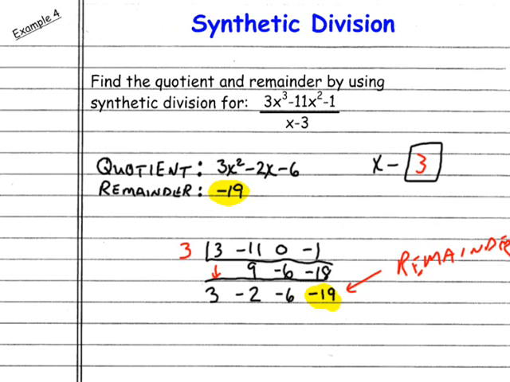Now, these other numbers in the bottom row, if you compare them to the coefficients of our quotient: 3 is the coefficient of x squared, negative 2 is the coefficient of x, and negative 6 is the constant term. So these represent the coefficients of our quotient. And the quotient will always be 1 degree less than the dividend. So the quotient will start with x squared, since our dividend was x cubed. And that applies only in synthetic division problems, where we can ensure that.